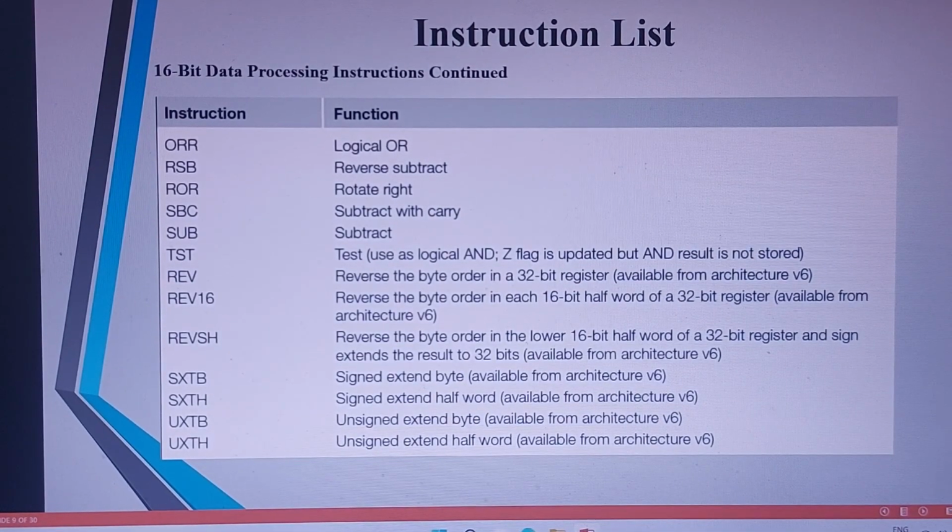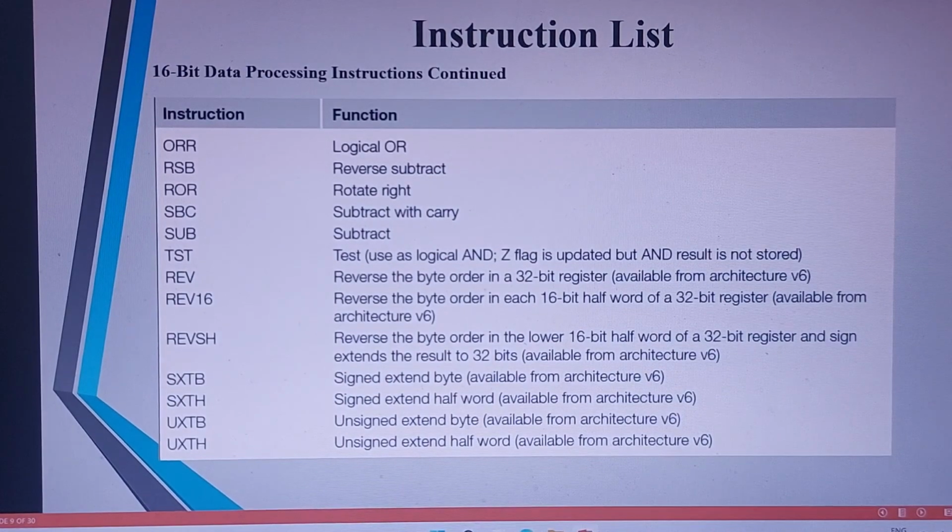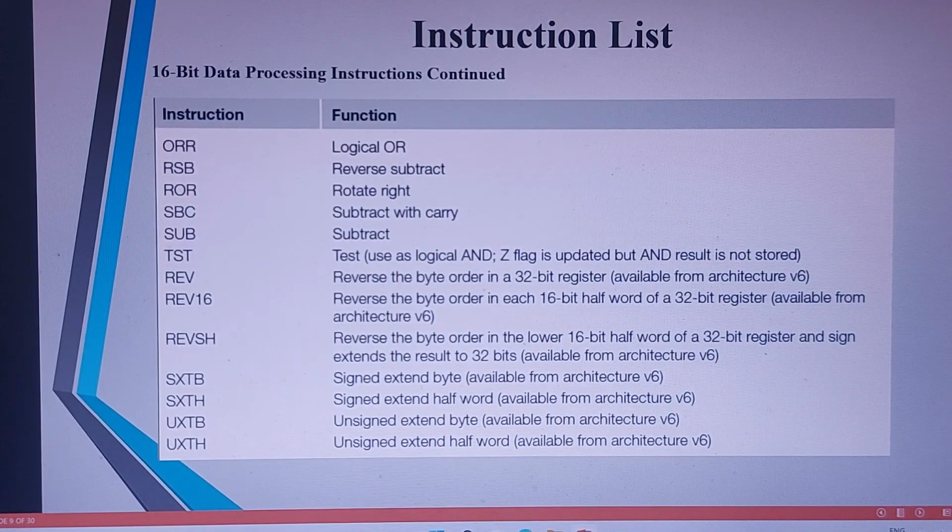Then we have REV16. It is again available from the V6 version. Reverse the byte order in 16-bit half words. The higher 16 bits are made lower 16 bits and the lower 16 bits are made higher 16 bits. That is a 16-bit exchange. Then REVSH, that is reverse the byte order in the lower 16 bits of a half word of a 32-bit register and sign extend the register to 32 bits.